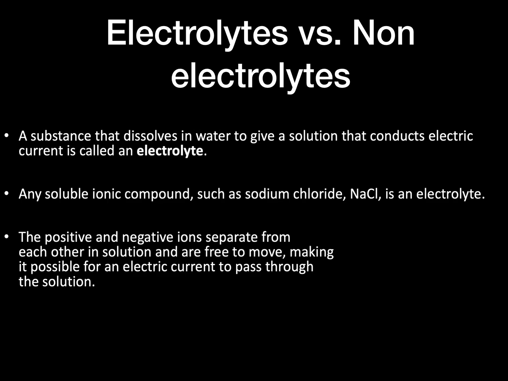So now, electrolytes versus non-electrolytes. A substance that dissolves in water to give a solution that conducts electric current is called an electrolyte. So any soluble ionic compound, such as sodium chloride, NaCl, is an electrolyte. The positive and negative ions separate from each other in solution and are free to move, making it possible for an electric current to pass through the solution.